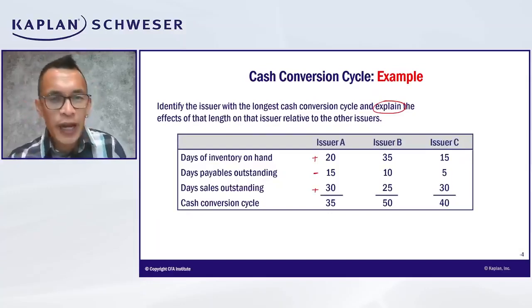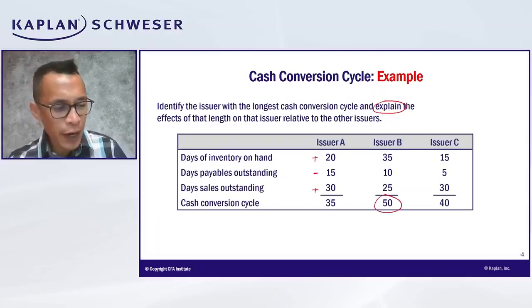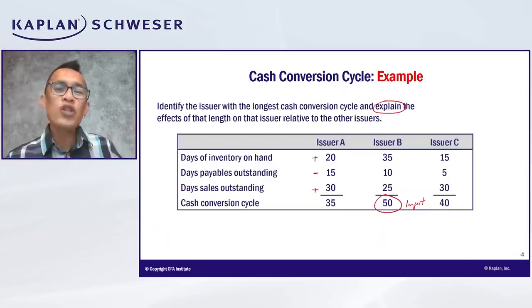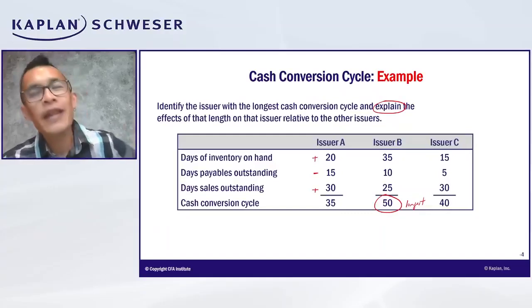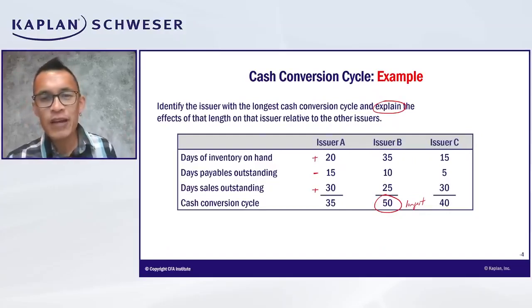Right, we look at issuer B, with the longest cash conversion cycle of the three at 50 days. So the interpretation discussion means that the firm issuer B has to finance their inventory and receivables for a relatively longer time than issuers A and C. And so the need to finance that likely indicates a reliance on external financing. Okay?